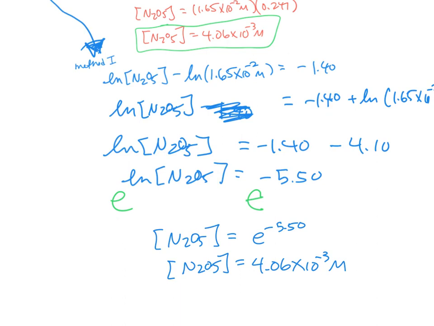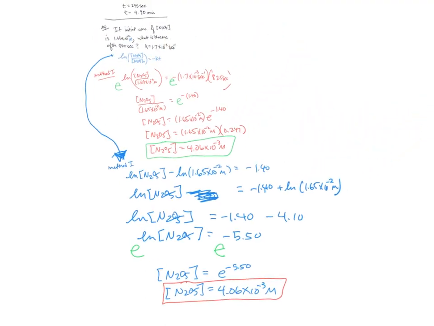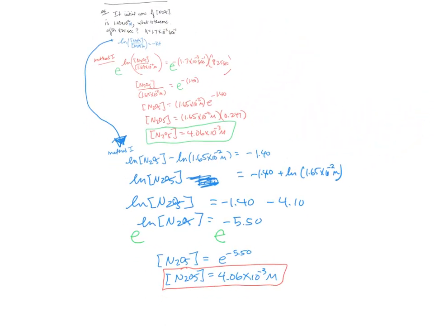So then you have method 2 is where you separated those two parts of the logarithm. And then method 1, you did not. So this is the result of method 1. This is the result of method 2, and you get the exact same result.